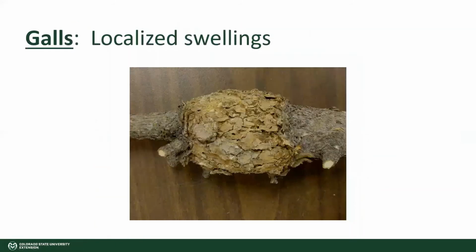You could also have galls, and these are localized swellings. What happens is that you could have an insect or a pathogen that hijacks the hormonal system in the plant, and then this is a hormone imbalance, so the plant starts swelling, in this case, and creating those galls. Because it's a hormonal imbalance, it's kind of like having a cancer in your own plant.